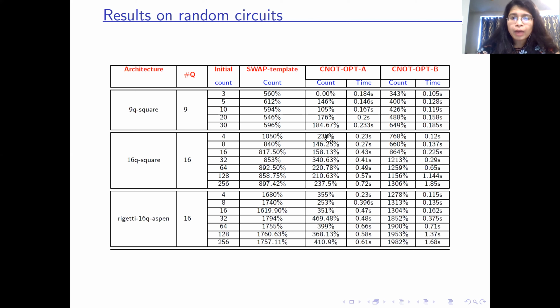Not only that, our scaling is also very nice in the sense that if we increase the number of CNOT gates, so if the circuit size increases, the overhead doesn't blow up. Each row here actually gives the average statistics of 10 circuits. And if you look at the time required to implement these things, that is also quite reasonable, it's quite less.